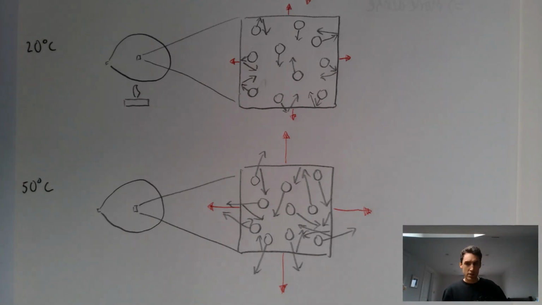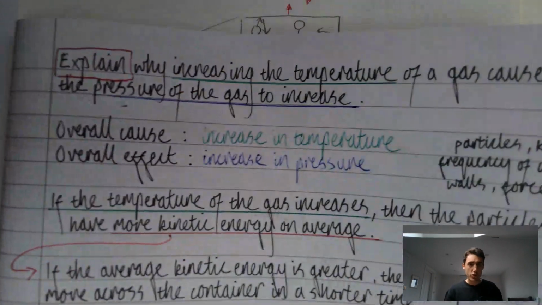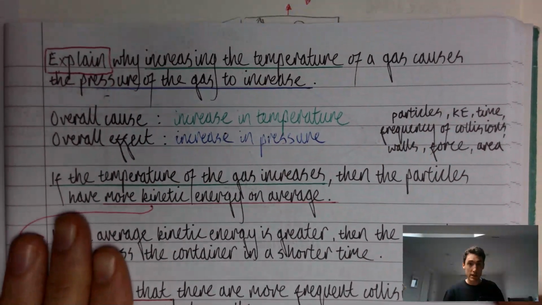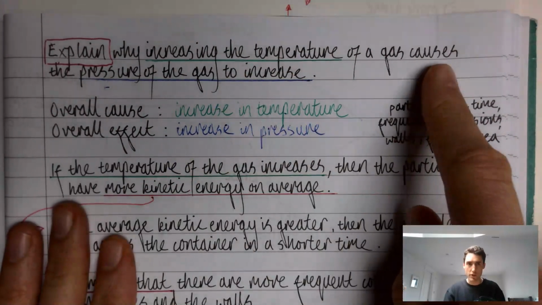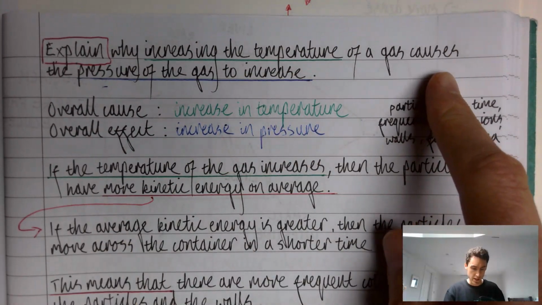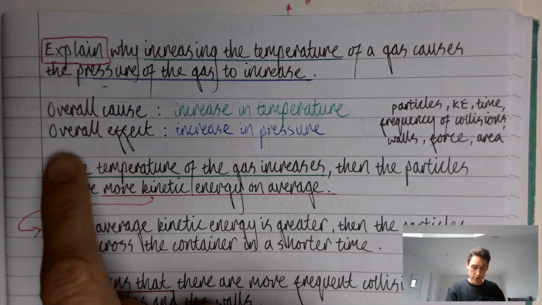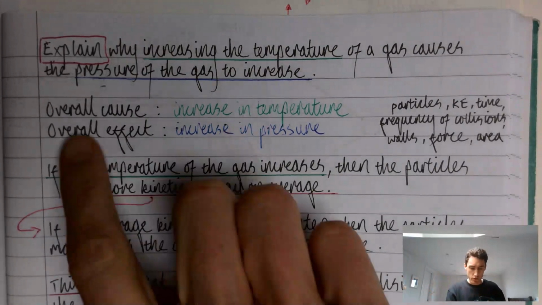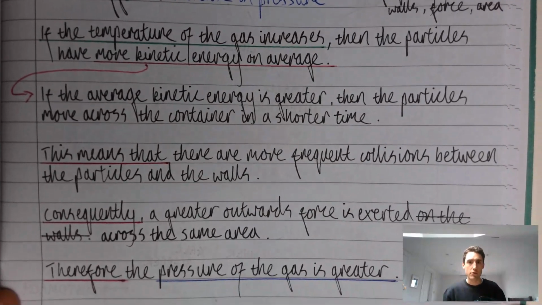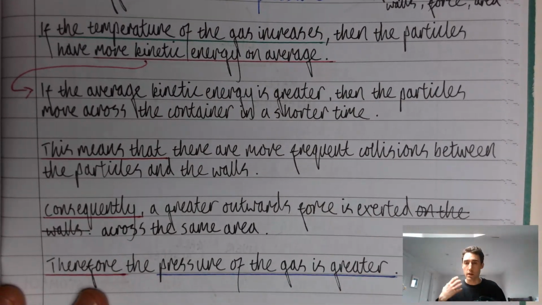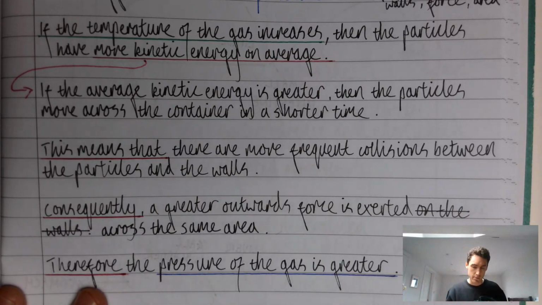Now, just one last note before I finish this video on getting students to write about this. Certainly when you get to GCSE, you are going to want your students to write answers to questions like this: explain why increasing the temperature of a gas causes the pressure of a gas to increase. And I've done CPD elsewhere about overall cause and overall effect. But this is the kind of level that you can be coaching your students to write at.